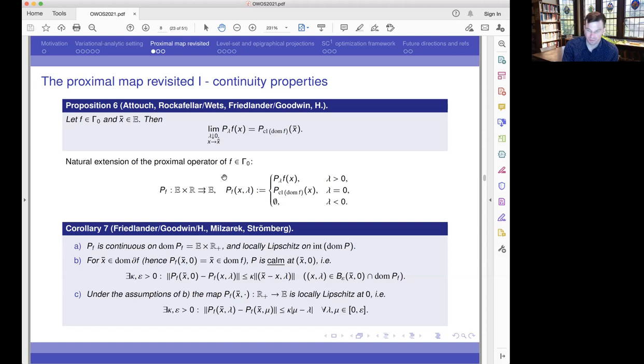It has appeared with a Polish publisher. I have a reference later. There's lots of interesting stuff on infimal convolution and proximal operators and Moreau envelopes.